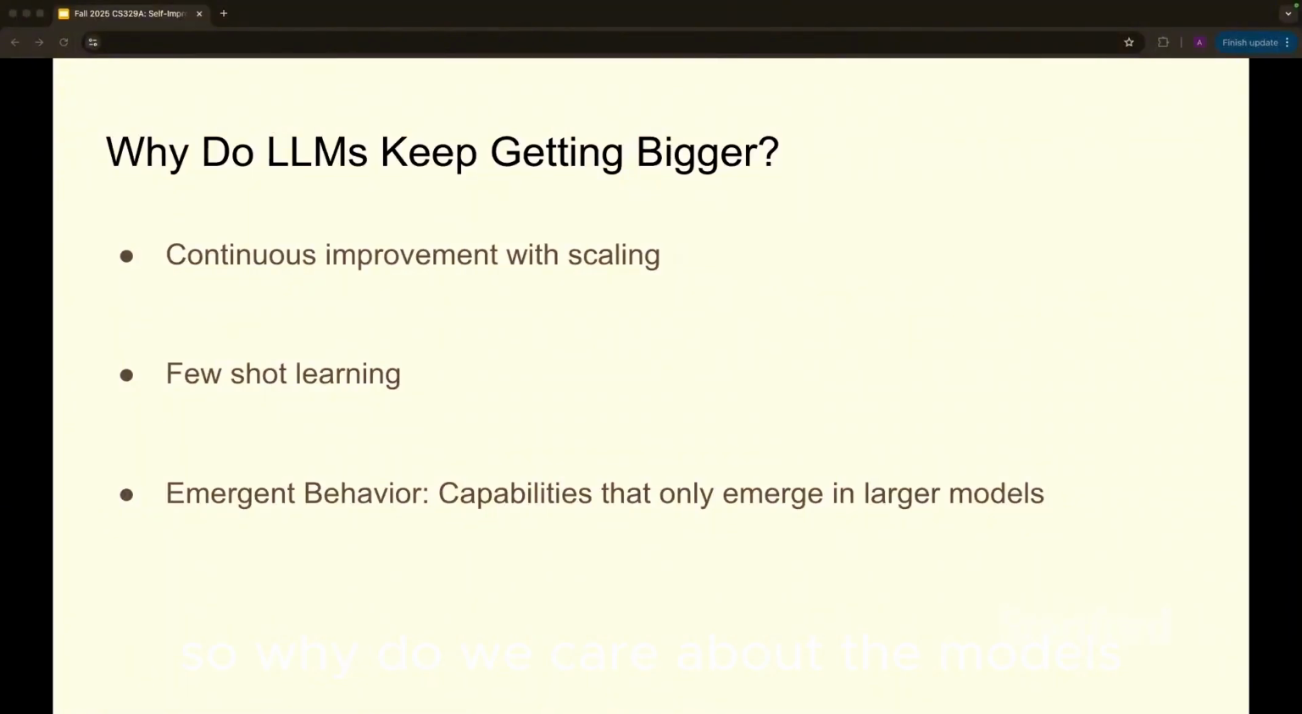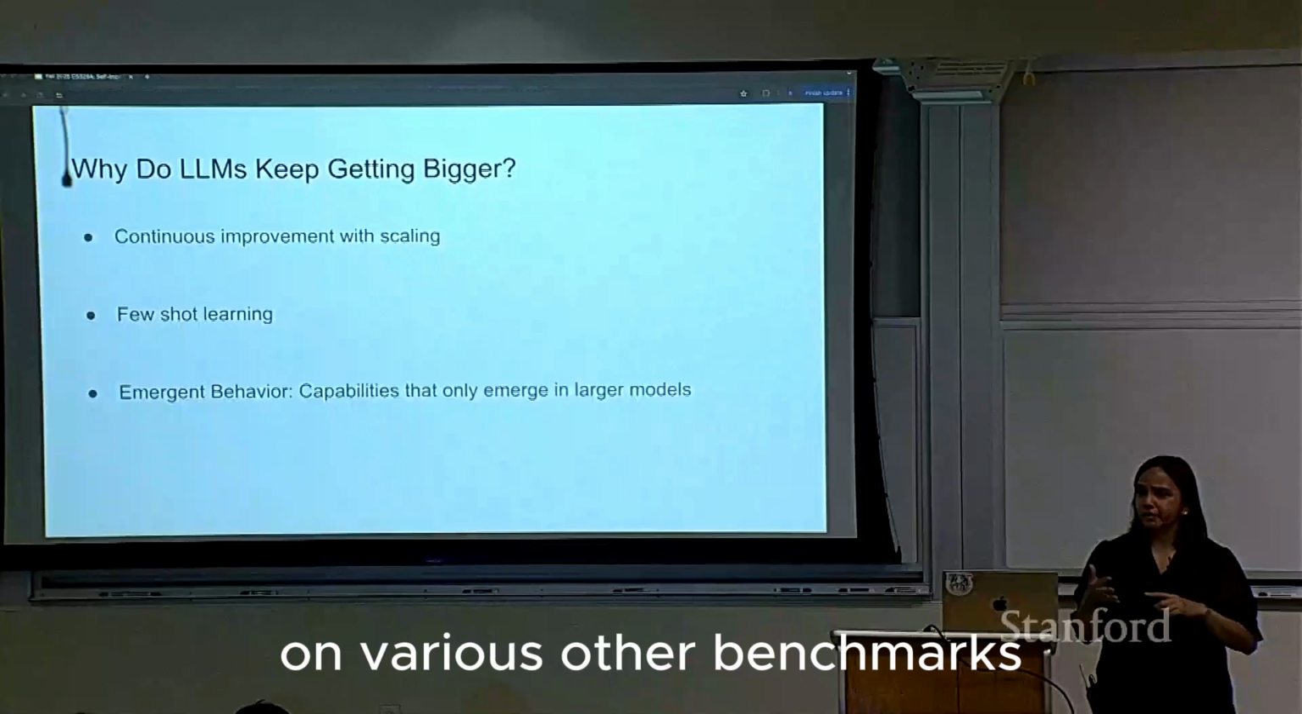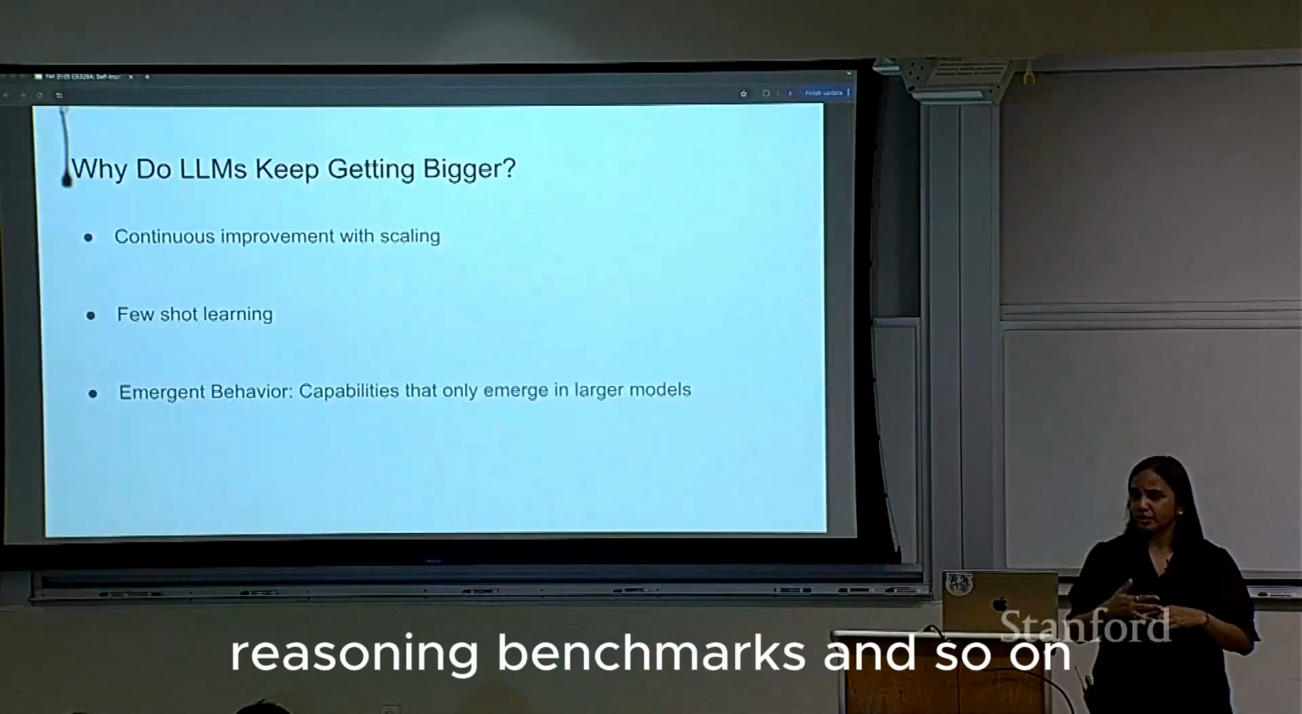So why do we care about the models getting bigger? What does this lead to? As I was explaining, as the models get bigger, they continuously improve in performance on natural language benchmarks, on various other benchmarks, reasoning benchmarks, and so on.